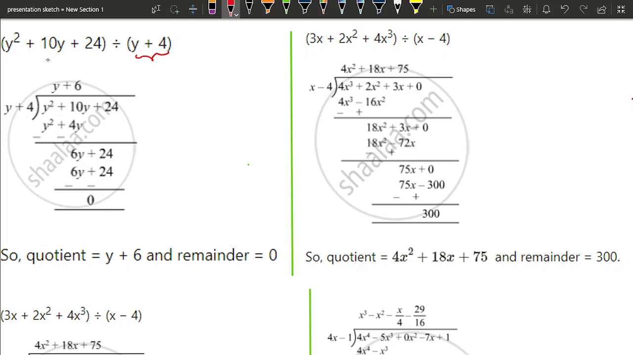Okay, so let us start. Here the dividend is this, right? y square plus 10y plus 24. The divisor is this, that is y plus 4, which is written over here.